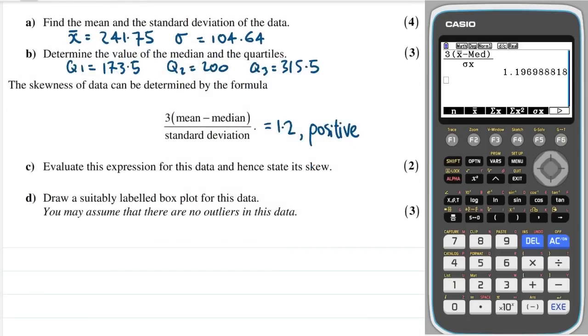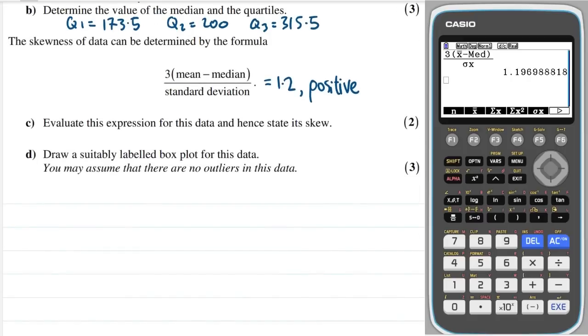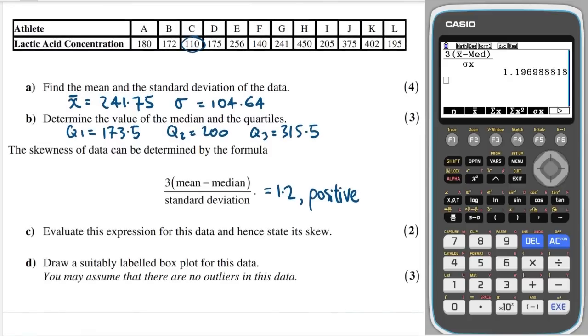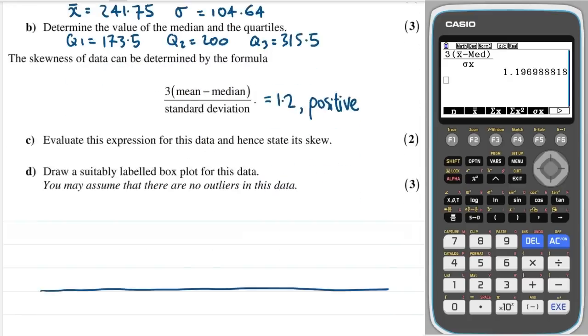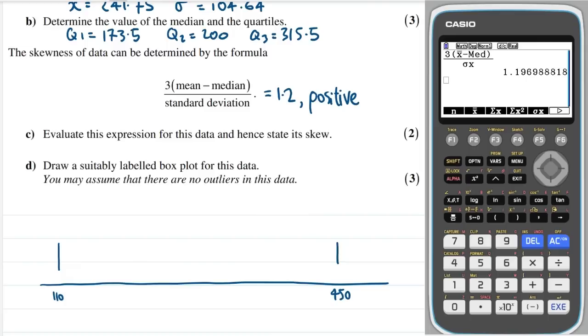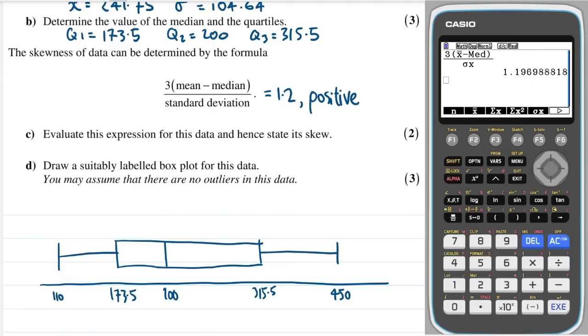Okay, draw a suitably labelled box plot for this data. You may assume there are no outliers in this data. Okay, well, I'll just draw a number line across like this. The lowest point possible was 110, and the highest point possible was 450. So we'll draw a line here, label that 110, a line here, label that 450, and we've got the quartiles there as well. So this one comes in at 173.5, this one comes in at 200, and then this one comes in at 315.5. Draw a line up like that to connect the boxes, and then connect up the whiskers, and we're done.